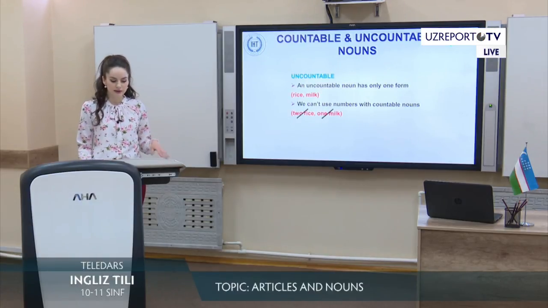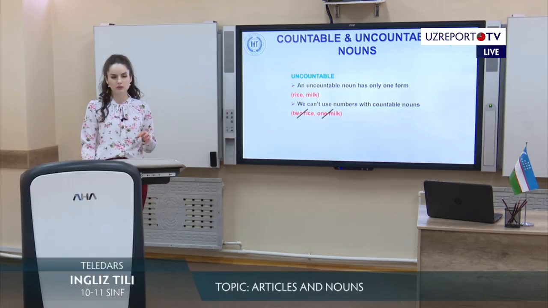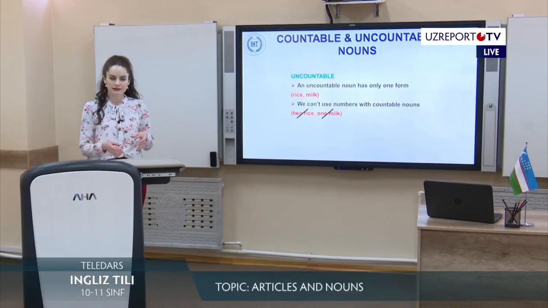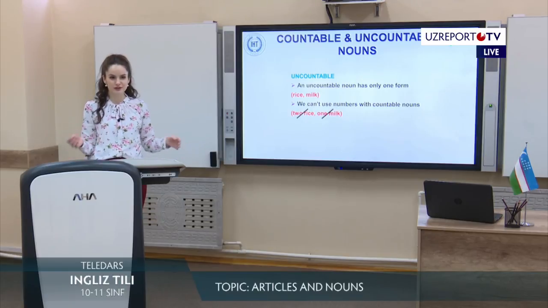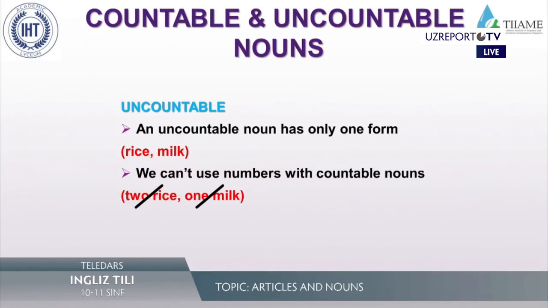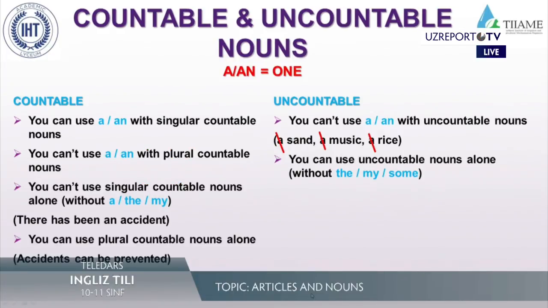Uncountable nouns. Uncountable nouns have only one form. We cannot add some ending which will help us to understand that we have a lot of things. Rice. Can you imagine that we may count rice? No, of course it's impossible and no one will do such things. Or milk. Milk, it is liquid. We may measure how many liters or drops or glasses of milk we have, but we cannot count milk itself. And we can't use numbers with uncountable nouns.